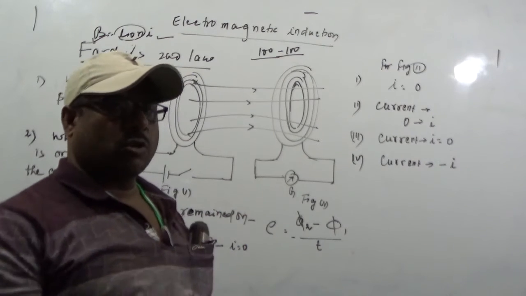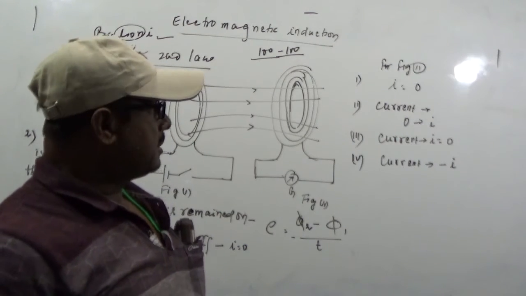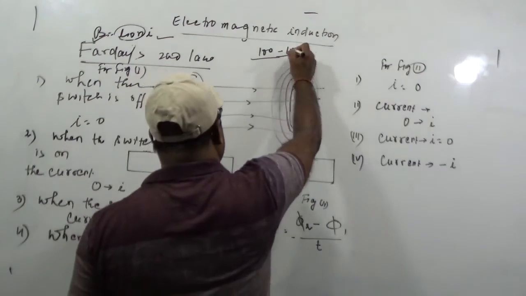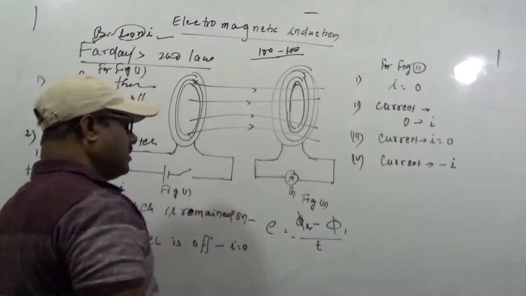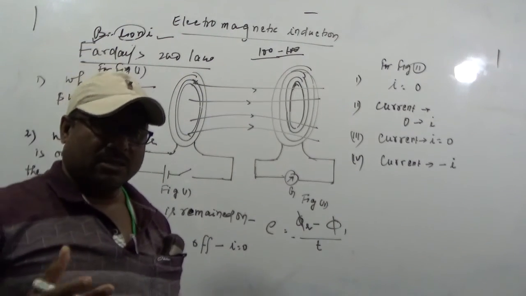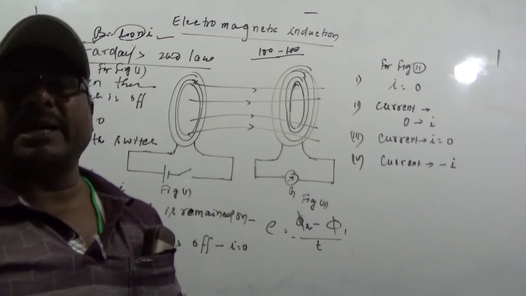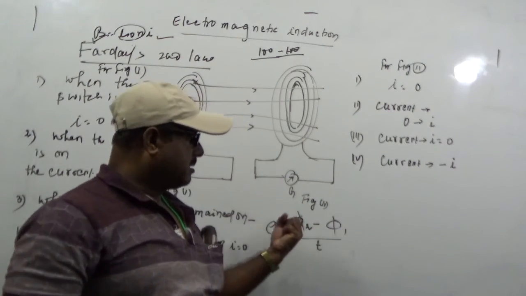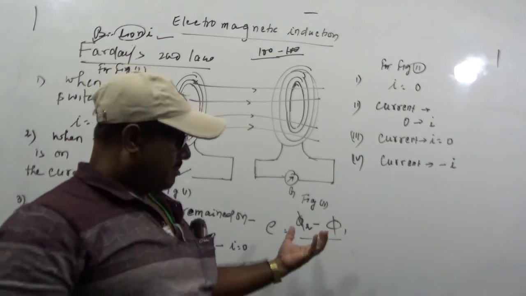But when the switch is off, then what happens? It begins to decrease. मान लो कि 100 से 90 हो गया, 90 से 0 हो गया. So there happened change. There is happening a change in the magnetic field lines. And the change in the magnetic field lines, what? Flux.